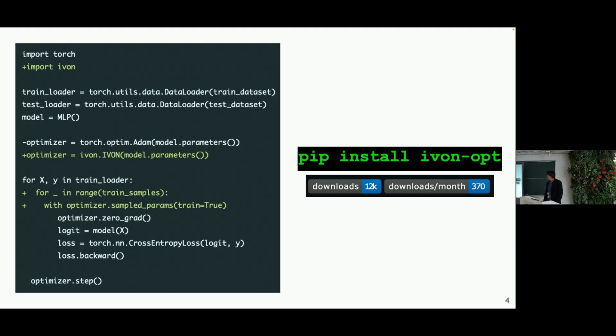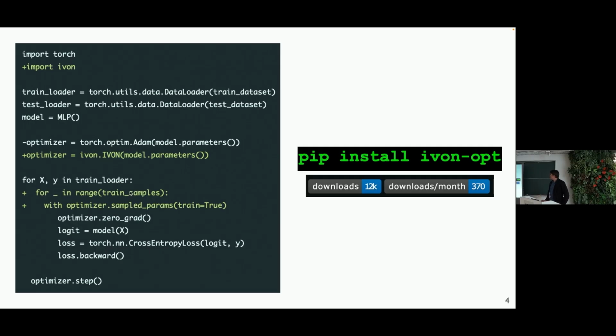And this is really easy. You can install it. 12,000 people have downloaded it so far. I hope this number goes up much more in the future because we think this is a really good method. And you essentially just have to comment out your Adam optimizer in PyTorch, comment in this new method that I will explain in this talk today. And you have to add one extra line in your training code where you're taking random samples from your posterior, and a second line if you want to take multiple samples, which slows down the training but further improves the solution. So it's very easy to use.